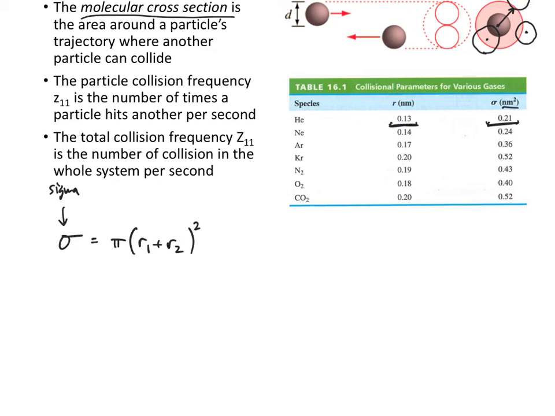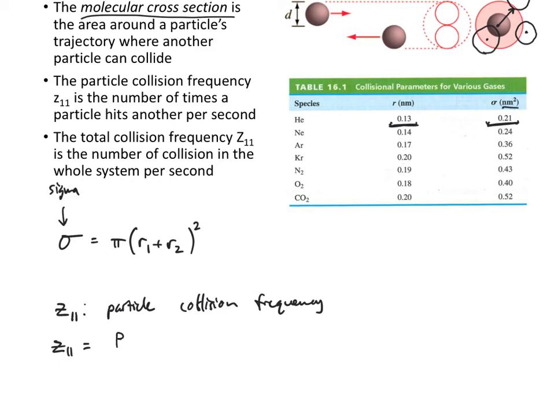So now that we know about the cross section, we can ask some other questions, like how frequently do particles collide? That number is Z11, called the particle collision frequency. That means for a given amount of time, how many times will another particle run into a given particle? You can find the formula in the book, but I'll just go ahead and write it down for you.